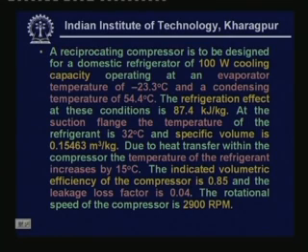At the suction flange, the temperature of the refrigerant is 32 degrees centigrade and specific volume is 0.15463 meter cube per kg. Due to heat transfer within the compressor, the temperature of the refrigerant increases by 15 degrees. The indicated volumetric efficiency of the compressor is 0.85 and the leakage loss factor is 0.04 and the rotational speed of the compressor is 2900 rpm. So, this is the problem.